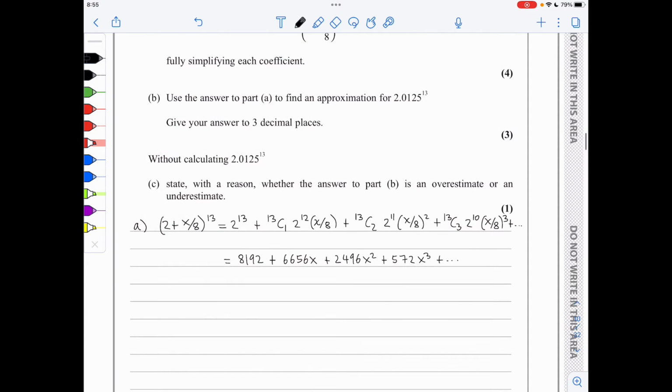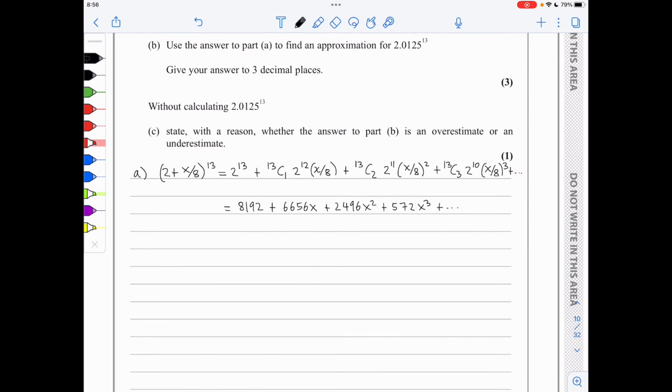And then we need to use our answer to find an approximation for 2.0125 to the power of 13. I will start by finding the appropriate value for x to be substituted. So 2.0125 to the power of 13.